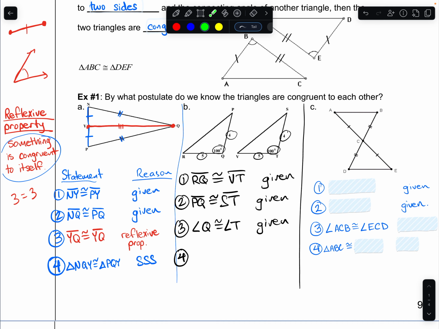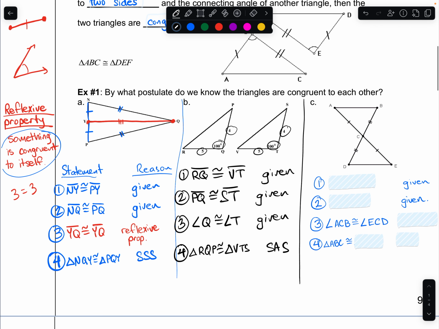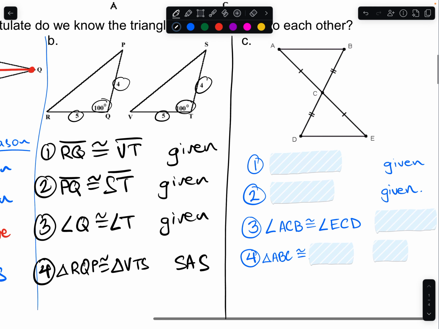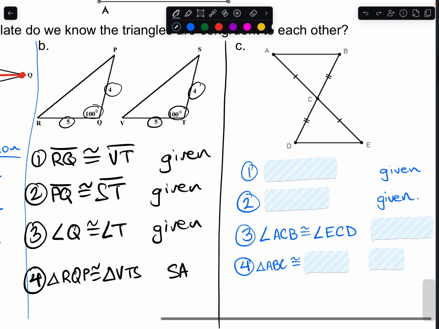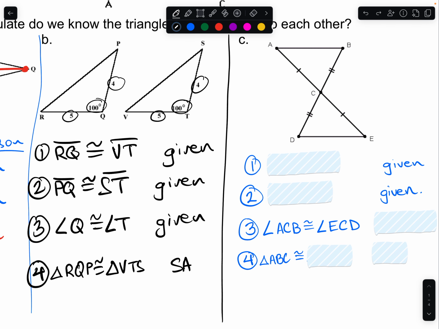So notice how we have 2 sides and the included angle of one triangle, and they're congruent to 2 sides and the included angle of another triangle. So we can say that triangle RQP is congruent to triangle VTS, and that is by the side angle side congruence postulate. I want you to try part C on your own. I gave you an outline, but I want you to fill in those blanks that I've covered up and then come back and check your work.